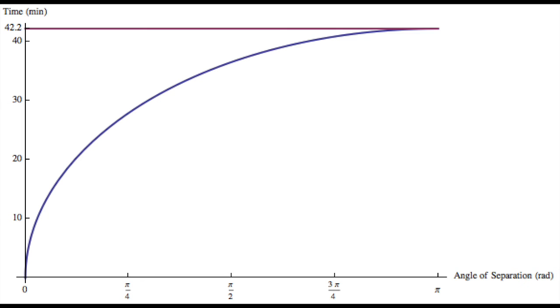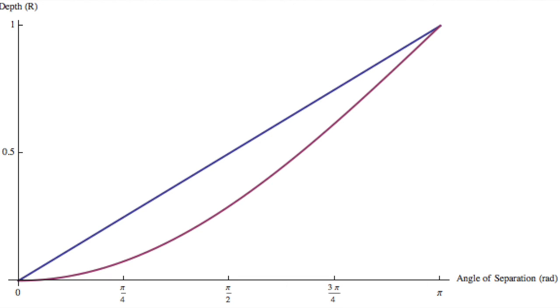Let's take a closer look at the differences between these two paths. This first graph is showing the times for each path at a given separation angle. The red line represents the linear path, and the blue line represents the hypocycloid path. For small angles, the hypocycloid path is significantly faster than the linear path. But as the angle of separation increases, the difference between the two times decreases. At an angle separation of pi, the two paths take the same amount of time. This is because the path of least time between 2 points that are antipodal of each other is a linear path through the center of Earth.